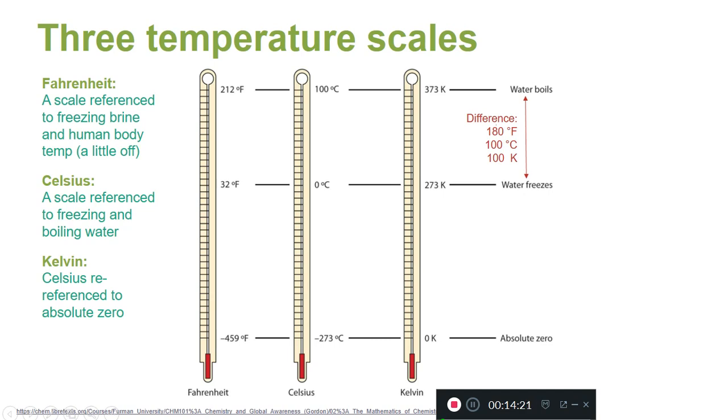So the Celsius scale and the Kelvin scale have the same ratio. In other words, for every 100 degrees Celsius difference, it's also 100 degrees difference in Kelvin. So 273 to 373. The only difference is that the Kelvin scale takes the Celsius scale and re-references it to a true 0. For this reason, Kelvin is the preferred unit of temperature for anything that's actually dealing with energy, because it's the one that's really referenced to true 0.